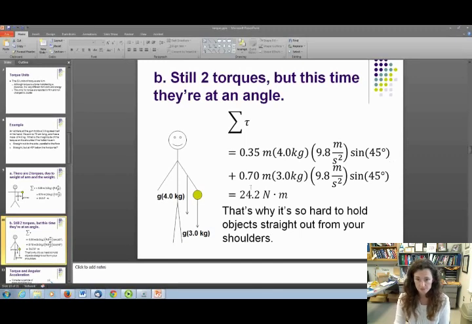That's for the mass of the arm. And then plus 0.7 times 3 times 9.8 times the sine of 45. That's for the weight in his hand. When I sum those two numbers up, I get 24.2 newton meters. So the torque is much less when the arm is at an angle than it is when it's straight out. And that's, of course, why it's so hard to hold objects straight out from your shoulders, because the torque is maximized when that's happening.